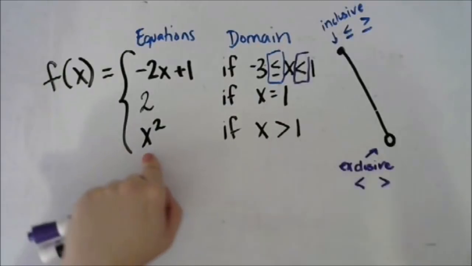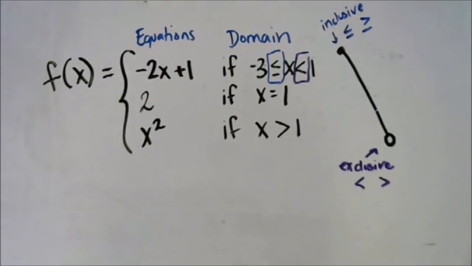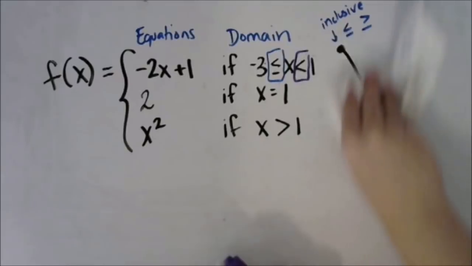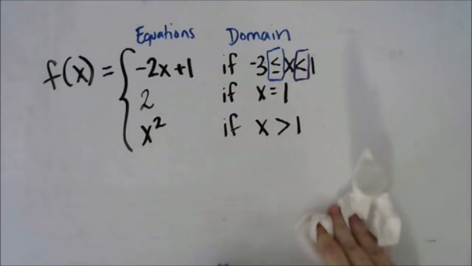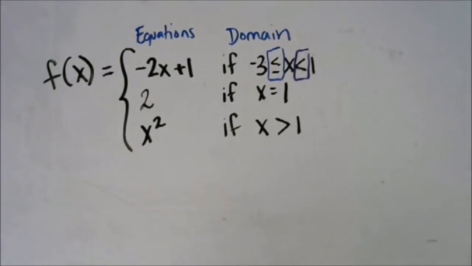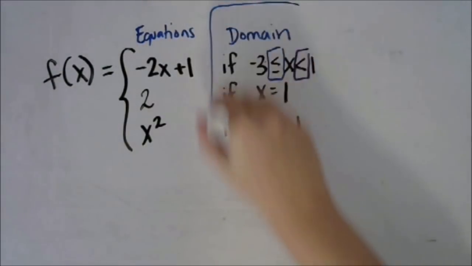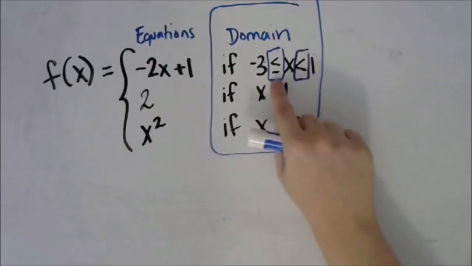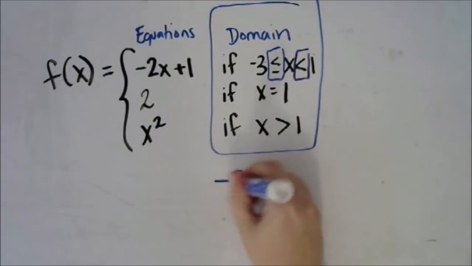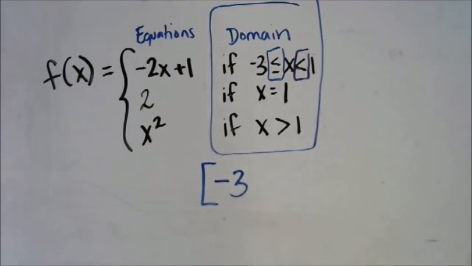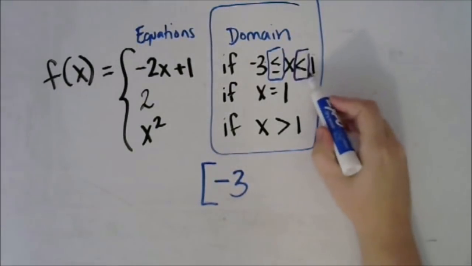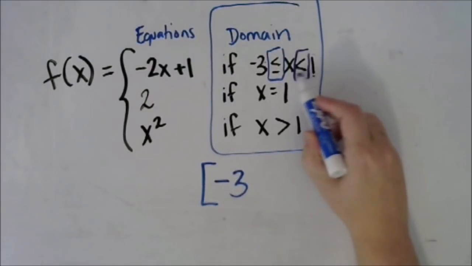Well, we have two questions based on this piecewise function, and I'm going to answer both questions based only on the equations, whereas you can also answer these based on the graph. So the first question is, what is the domain of the function? Well, this is the domain. So as you can see, the domain of the function starts at negative 3, and it's inclusive, so we would use a square bracket. Then it stops at 1 for this portion of the function and does not include 1.